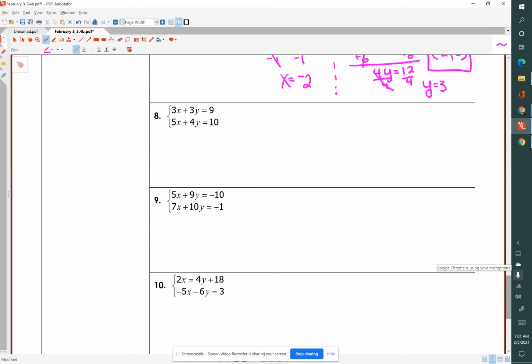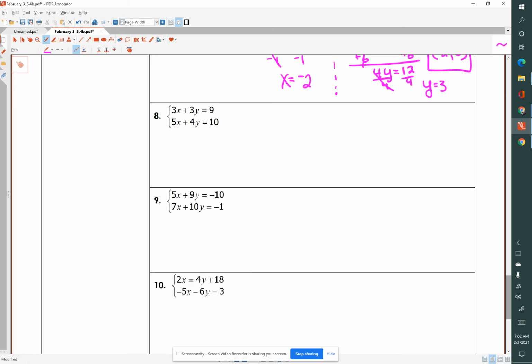Now, this is where we're going to do something a little bit new. We have 3x plus 3y equals 9, 5x plus 4y equals 10. So I cannot easily multiply one or the other of these equations to get a matching opposite coefficient. So I'm going to have to find the least common multiple of either 3 and 5 or 3 and 4, and then multiply each equation by that number so that I can get those matching coefficients.